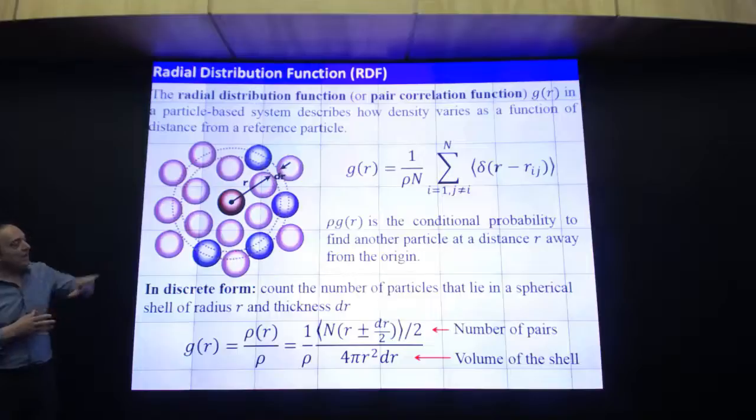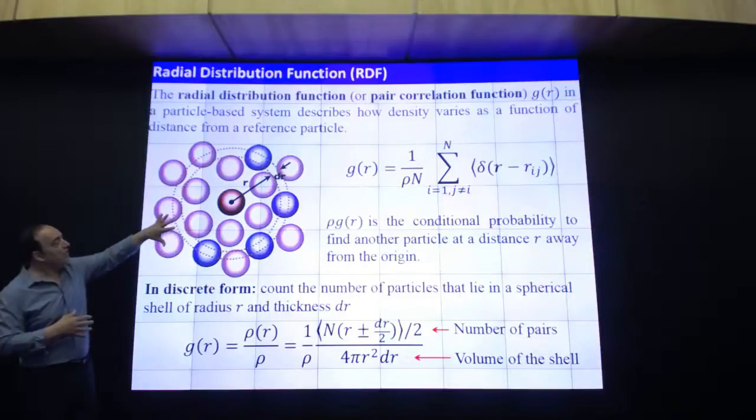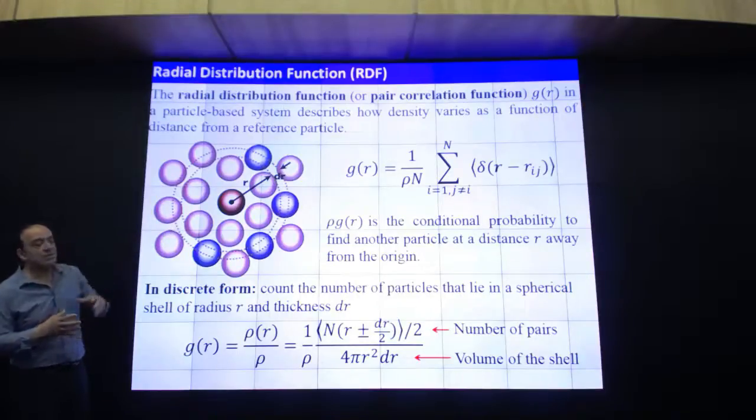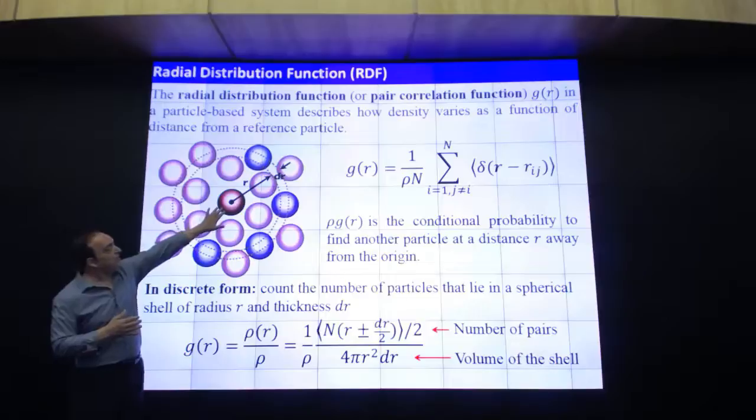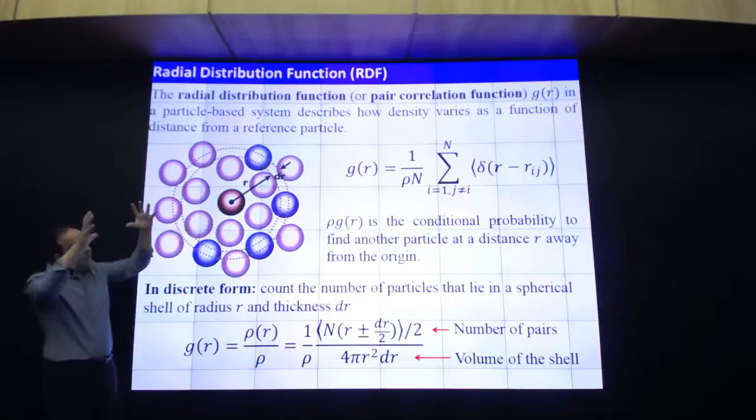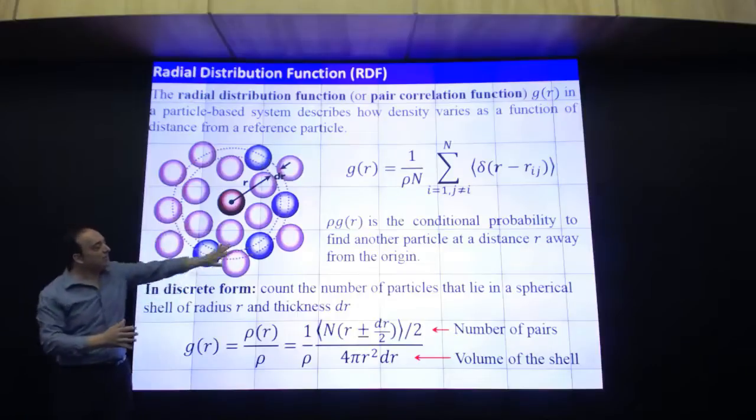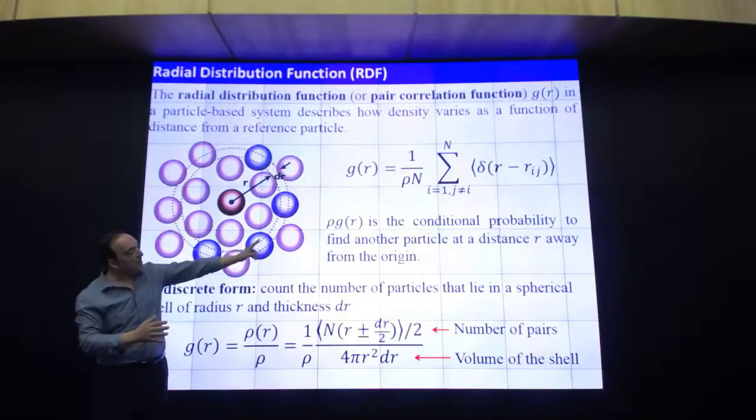And here's the definition. So think of a bunch of particles like that, which make up the matter, the solid or the fluid, or the gas for that matter. So we concentrate at one location r, and we construct a spherical shell around that. So this is supposed to be a spherical shell with thickness dr.